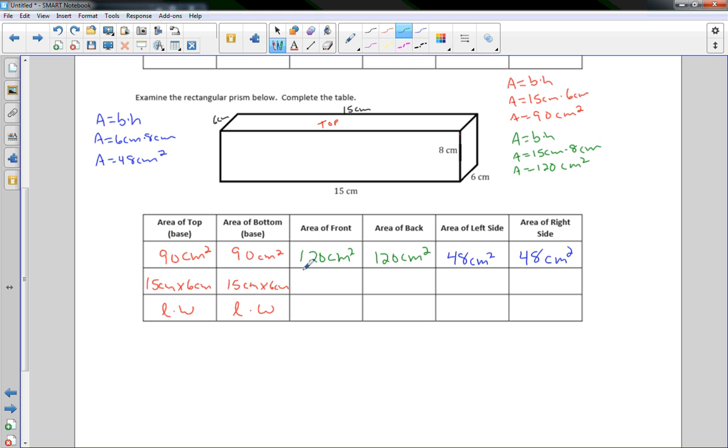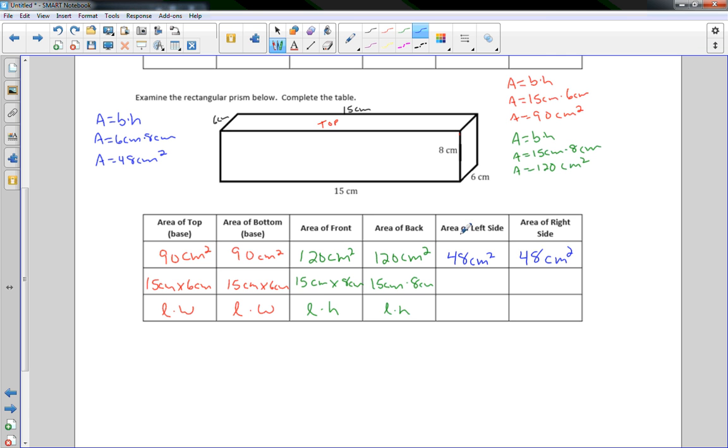On this one here, in order to get the 120, I took 15 centimeters times 8 centimeters. 15 centimeters would be the length. Length is 15, and 8 is the height, so length times height. So this is also 15 centimeters times 8 centimeters, and this is also length times height.